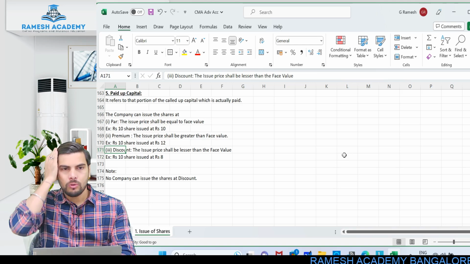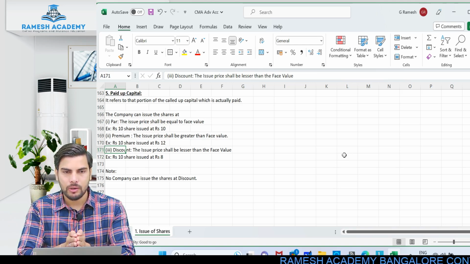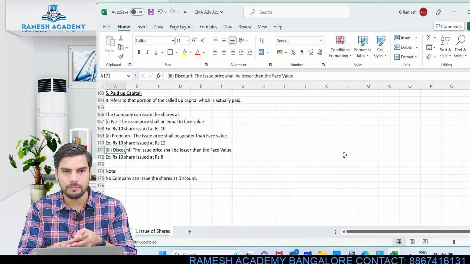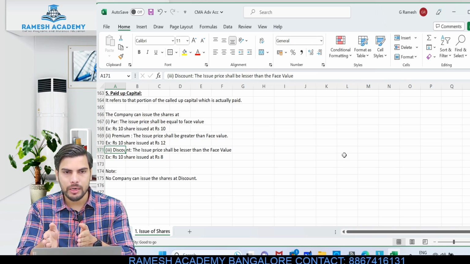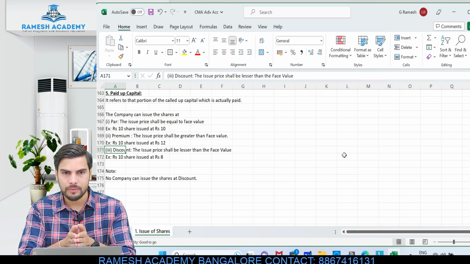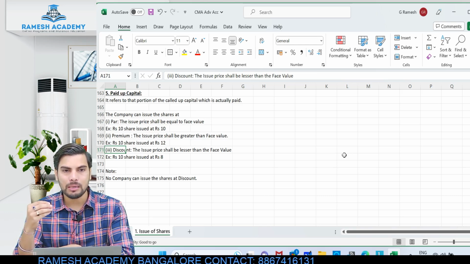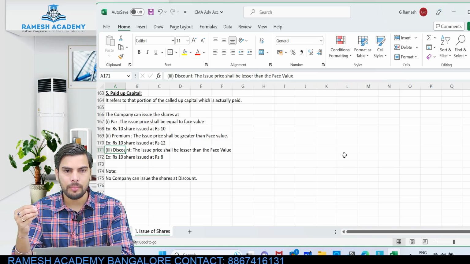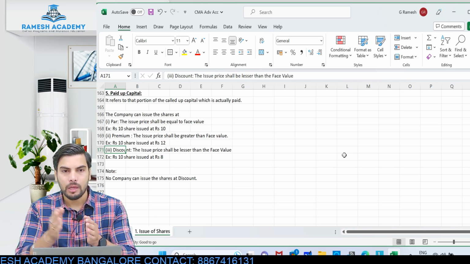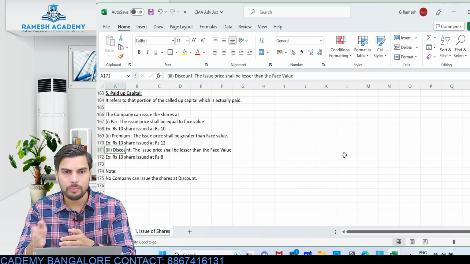Okay, so hope you guys are clear with this particular concept, like what exactly is par, what is premium, and what is discount. So what happens in case of par? A 10 rupee share, if I'm issuing it at 10 rupees, that would be treated as par. And what is premium? Premium, always remember, is something which is extra. A 10 rupee share issued at 12 rupees, that 2 rupees will be treated as the extra money which I'm receiving. So that would be treated as premium.